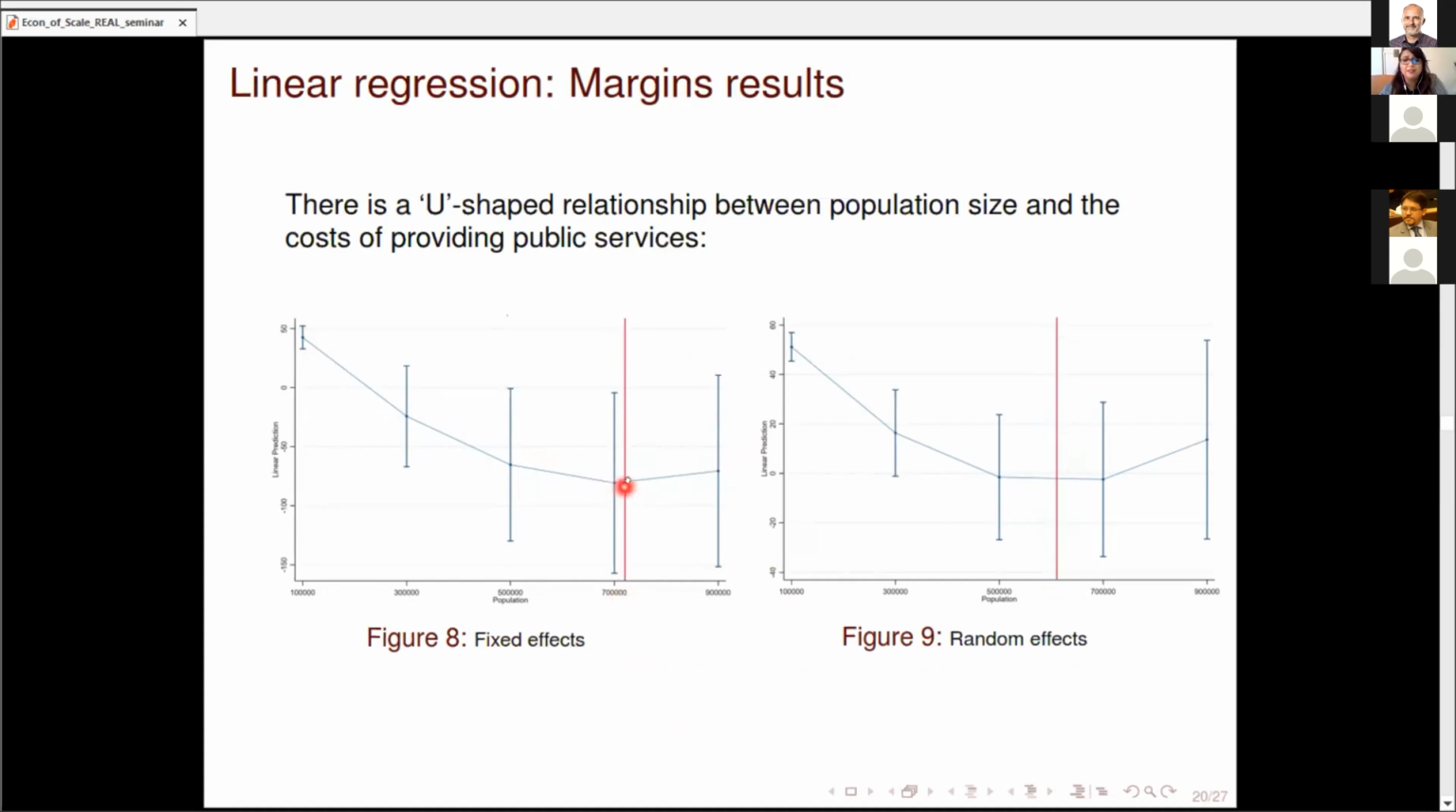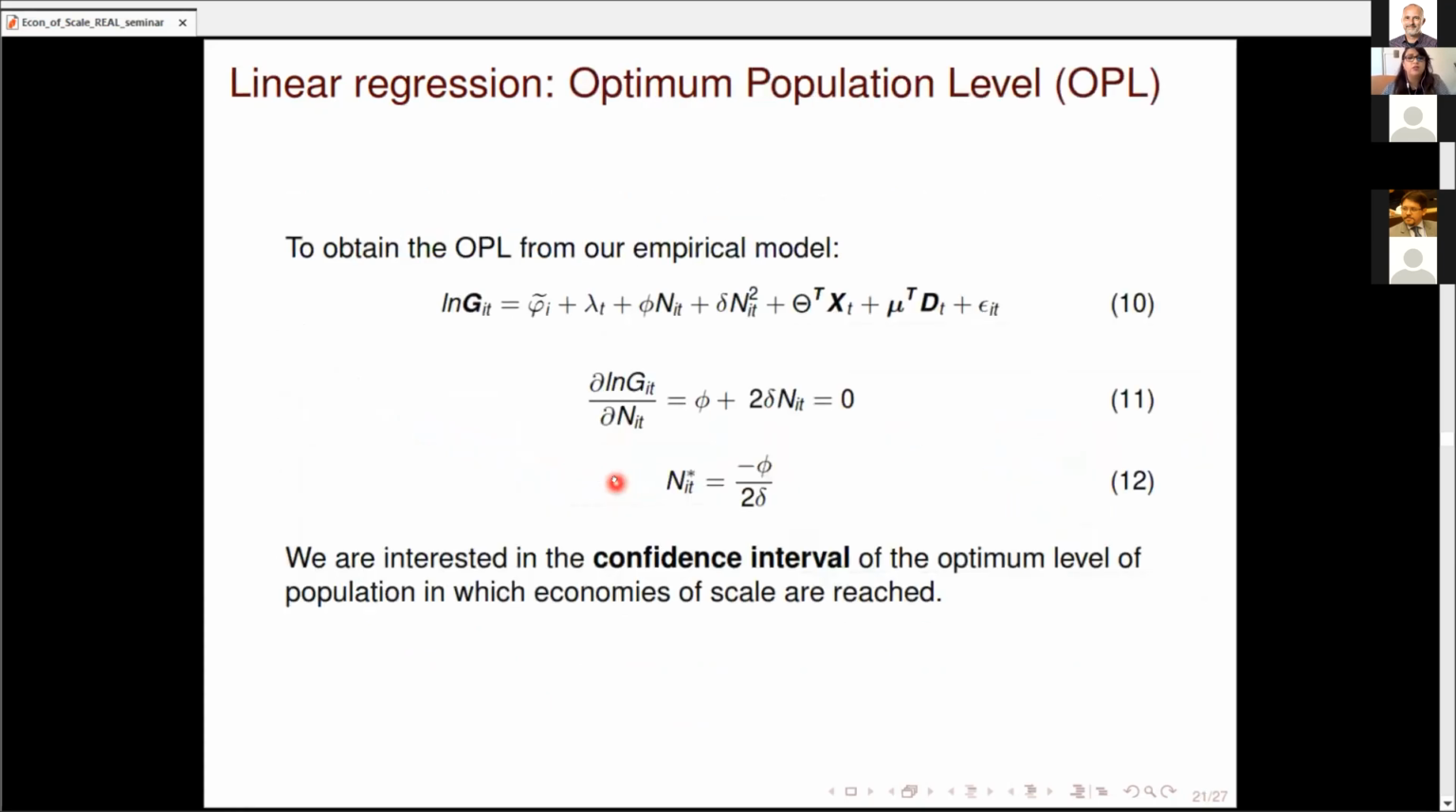To find the specific point of this population level, we have to take the derivative of our expenditure function with respect to population and set it equal to 0. And this will give us our optimum population level. We also want to find the confidence interval of this population level, because we want to know how many municipalities are actually reaching economies of scale, how many municipalities are actually falling within this interval.